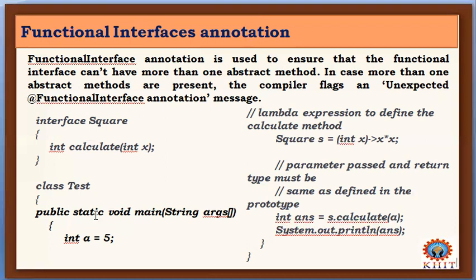Okay, right, that's fine. Then we are writing another class called Test where we write the main program. So public static void main, int a is equal to 5. We are taking some parameter a is equal to 5. Then we are using the lambda expression to define the calculate method. Instead of writing the definition for the calculate method, what are we using? We are using a lambda expression. What is this lambda expression?